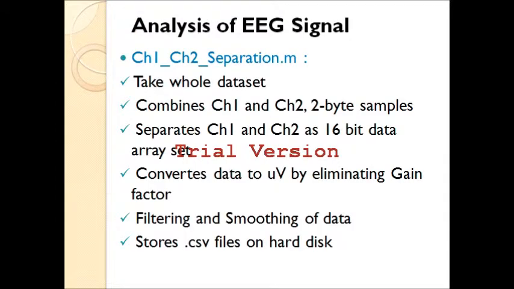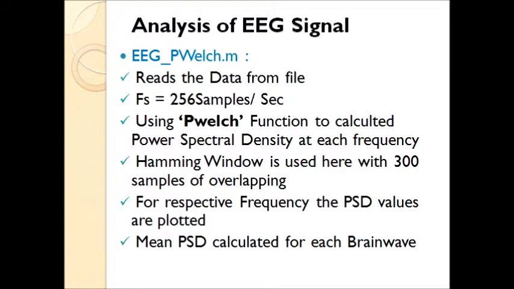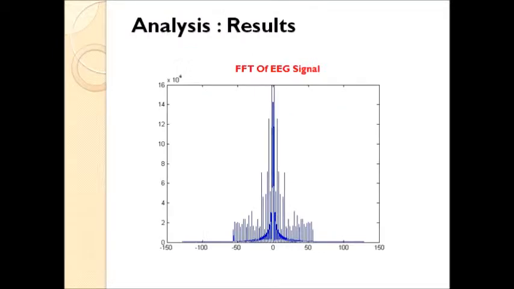For that, this particular code separates channel 1 and channel 2 as said, converts them to microvolt and saves as CSV files. Those CSV files are being read in this particular pwelch function, and this pwelch function is inbuilt to MATLAB, which calculates the power spectral density at each frequency. And I'm separating these PSD for respective bands for beta, alpha, and theta, and calculating the mean PSD.